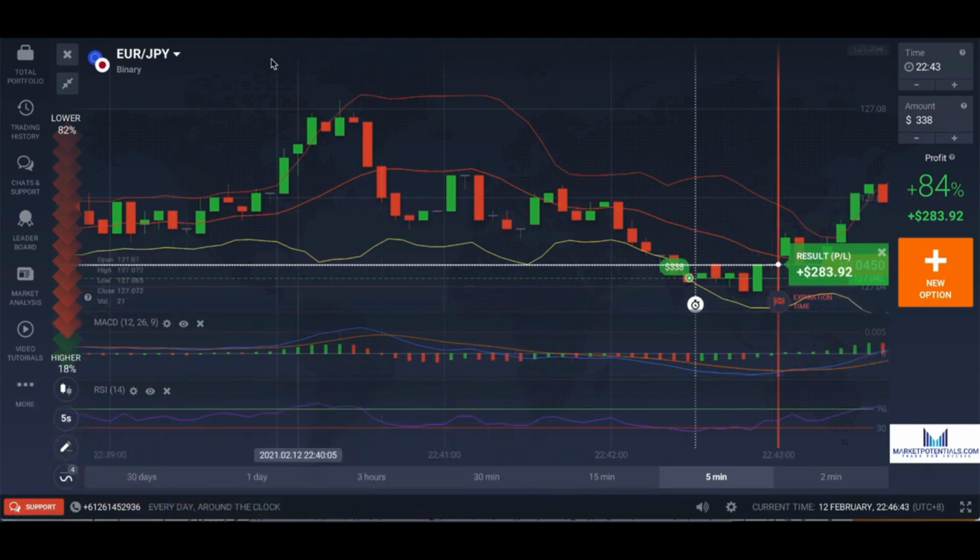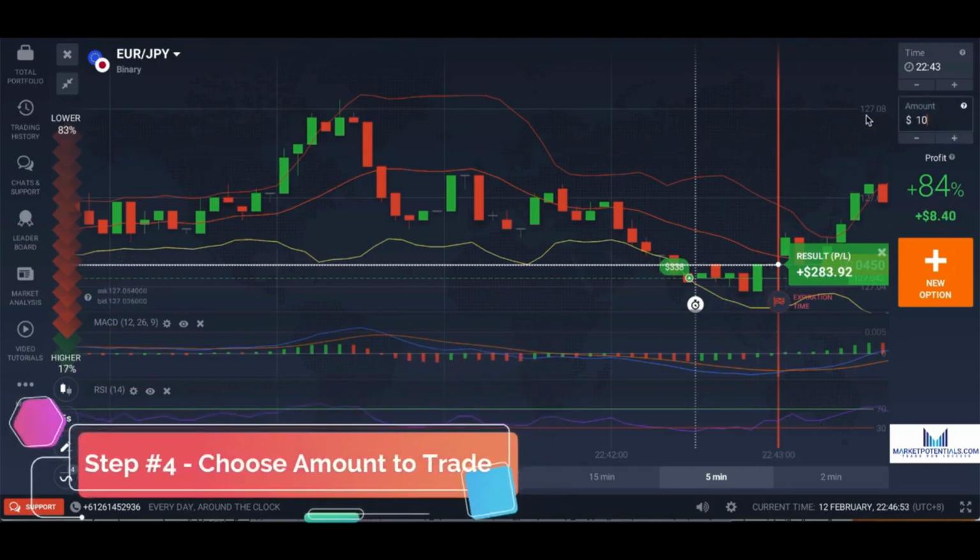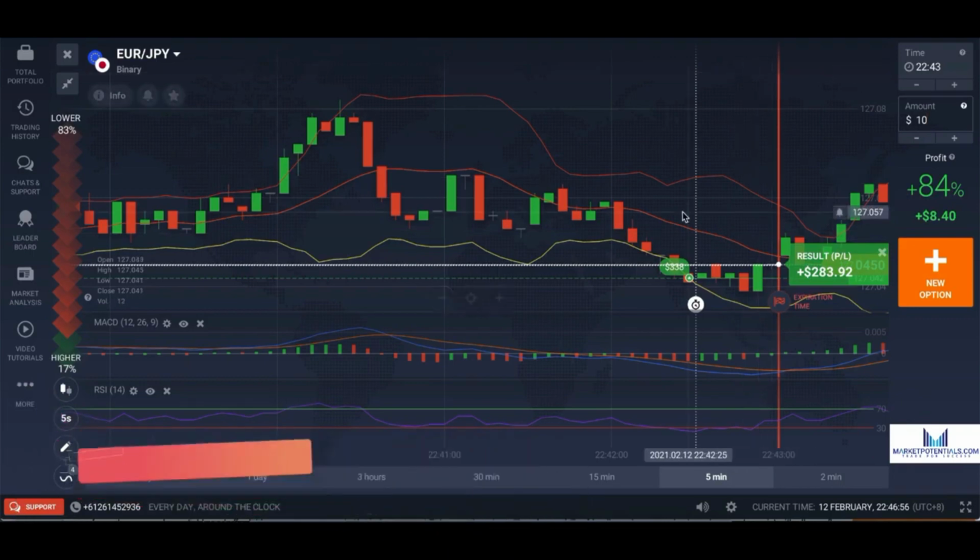All right, now once you have set up your currency pair that you're looking to trade, you've put in the time, you can go ahead and choose an amount. Again, like I said, you can start trading with just $10. Okay, that's entirely cool if that's what you want to do. So you just put in $10 there and you're good to go.